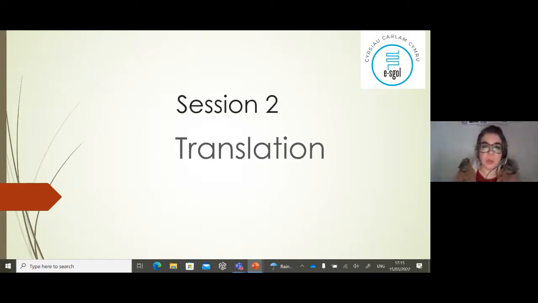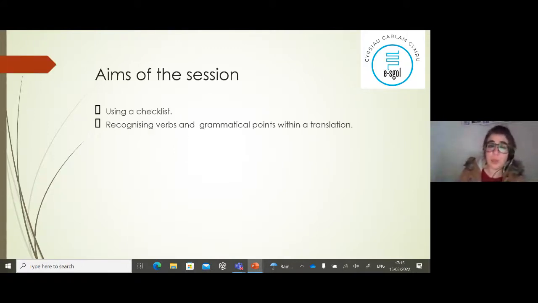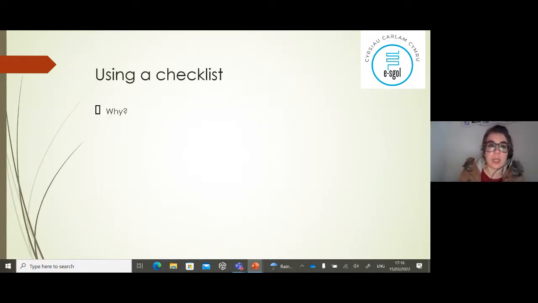So today we're going to develop some translation skills, and so we want to make sure that we tackle a translation for the AS level, so we're translating from Spanish into English, which is the easiest way to translate, but still needs practicing. So we want to use a checklist and follow the steps. Try to follow some practical steps, and look at recognizing verbs and the grammatical points that will make our translation more accurate.